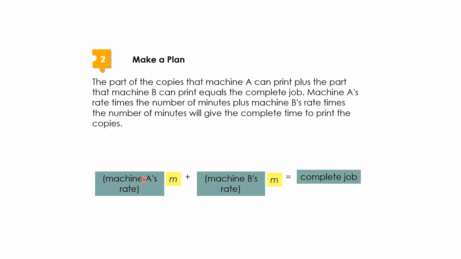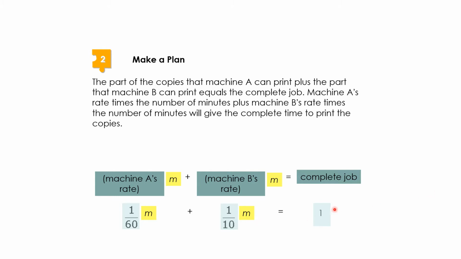Take note, yung gaano ba kabilis si machine A, okay, times ilang minuto plus gaano ba kabilis si machine B, okay, tapos yung minuto ay magiging isang buong trabaho. Take note, isang buong trabaho. Therefore, yung 1/60 kanina ni machine A times n plus 1/10 yung rate ni machine B kanina.